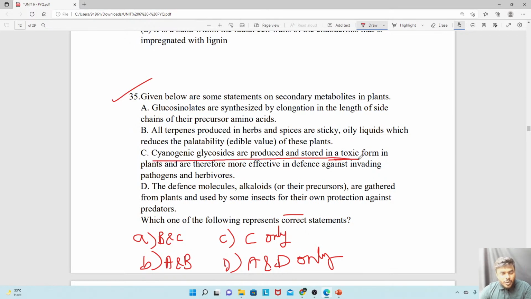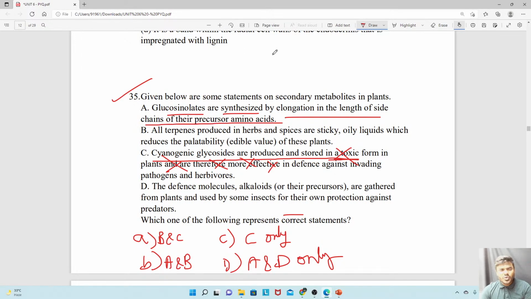Cyanogenic glycosides are produced and stored in the toxic form? Never ever. If it is stored in the toxic form, the plant will die, right? Obviously the plant will die if it's in the toxic form. Slowly, friends, think it. Now look, option C is a wrong statement, friends. Option A: glucosinolates are synthesized by the elongation of the length of side chains of their precursor amino acid.